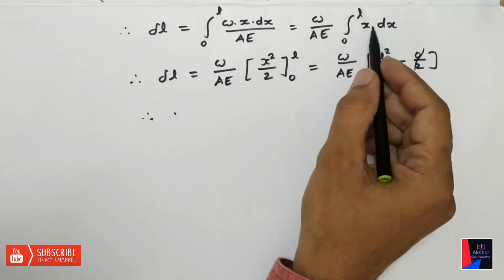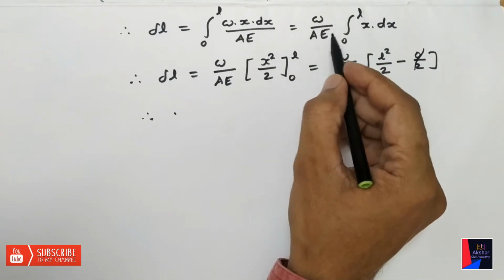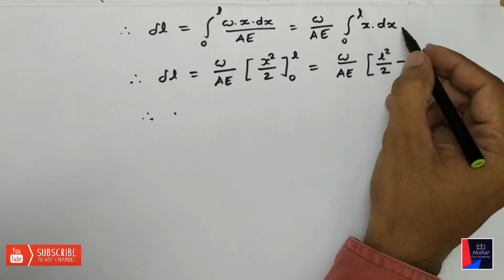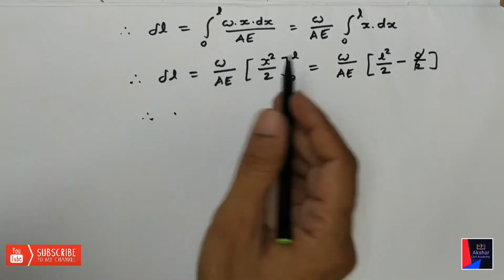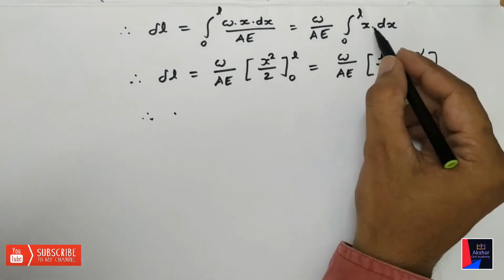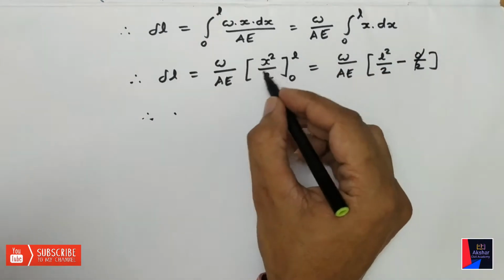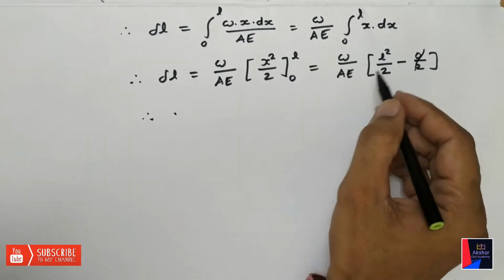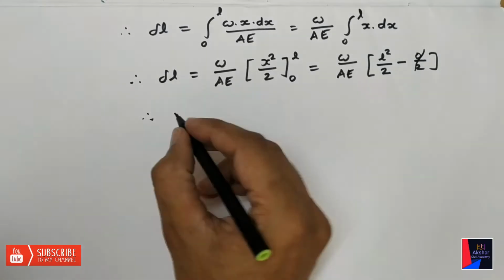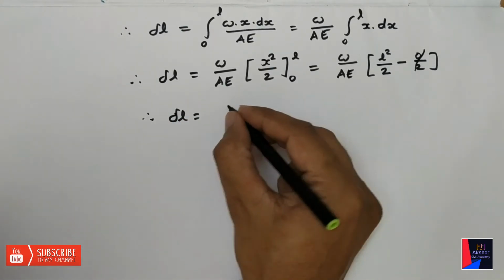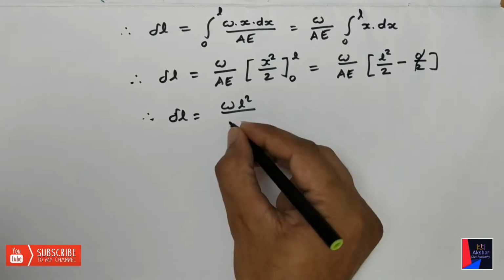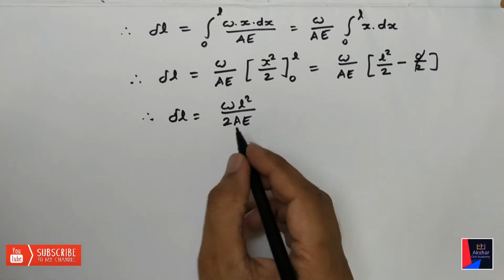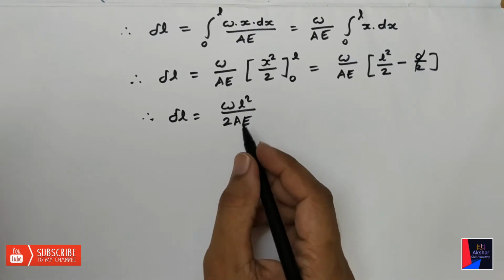We can take out w upon AE as these are all constants. The remaining will be the integration of x into dx. The integration of x will be x square by 2, and here are the limits. By putting the limits, we get del L equal to w L square upon 2AE. So this will be the equation of deformation of a body due to self weight.